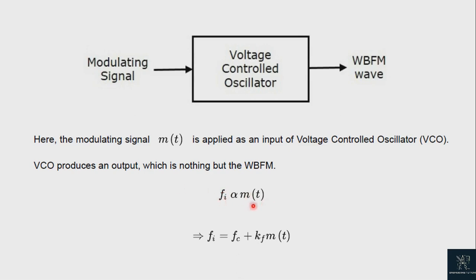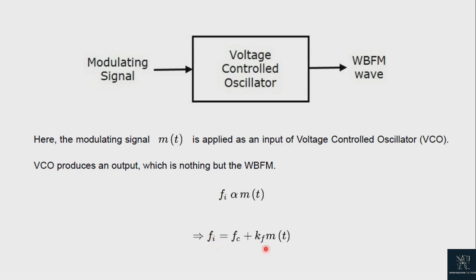The block diagram of the generation of wideband FM is shown in the following figure. Here the modulating signal m(t) is applied as an input of the voltage controlled oscillator, VCO. The VCO produces an output which is nothing but the wideband FM. So the instantaneous frequency fi is directly proportional to the message signal m(t). So fi is equal to fc plus kf into m(t), where fi is the instantaneous frequency of the wideband FM wave.